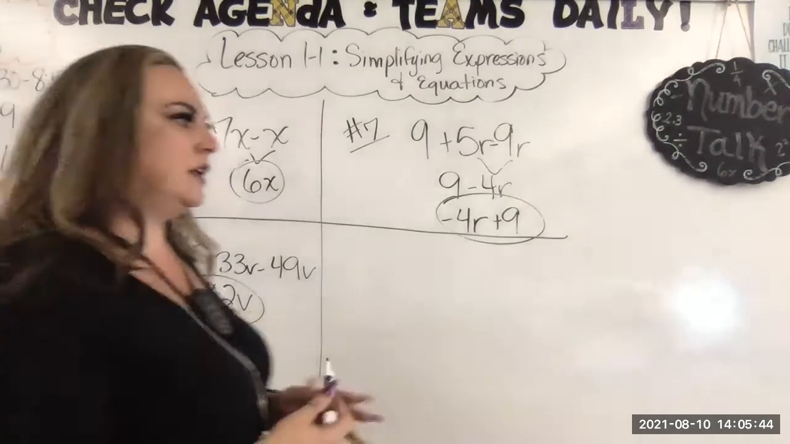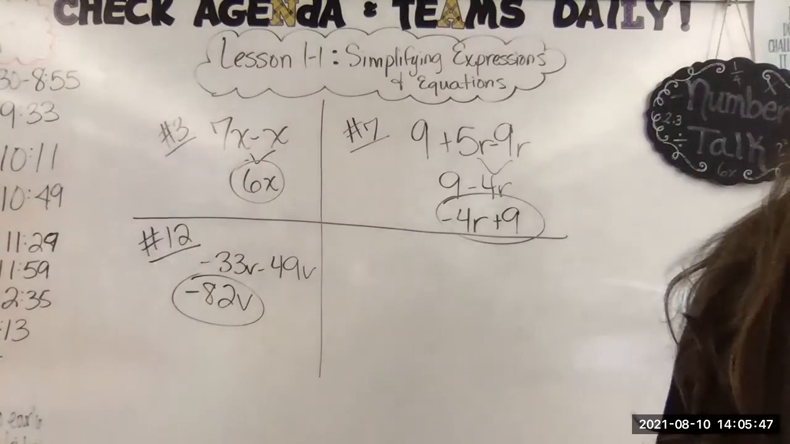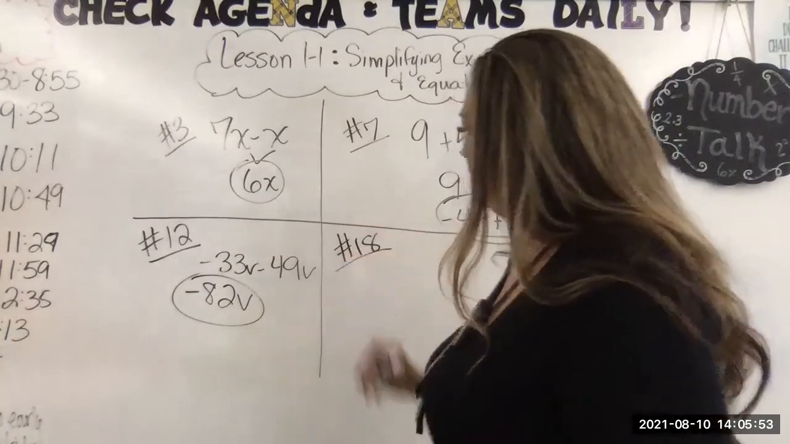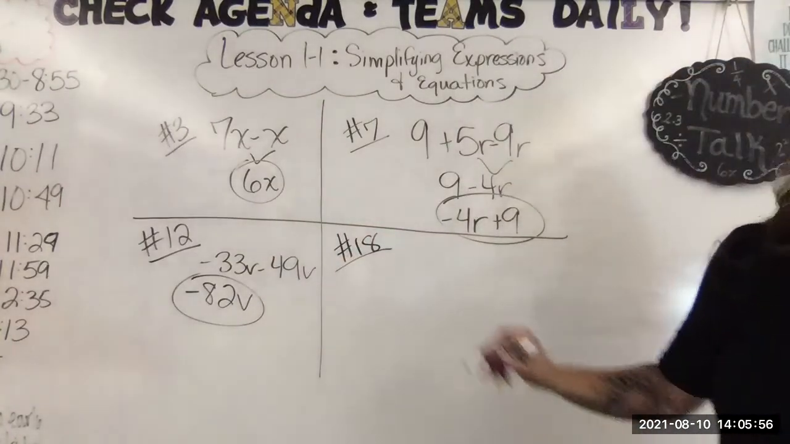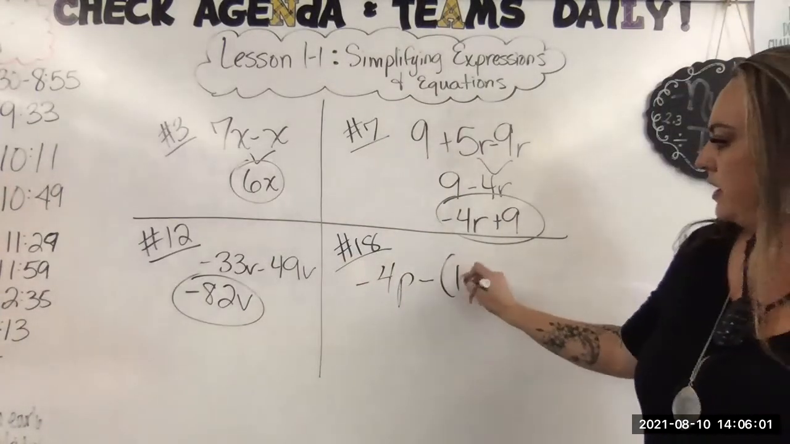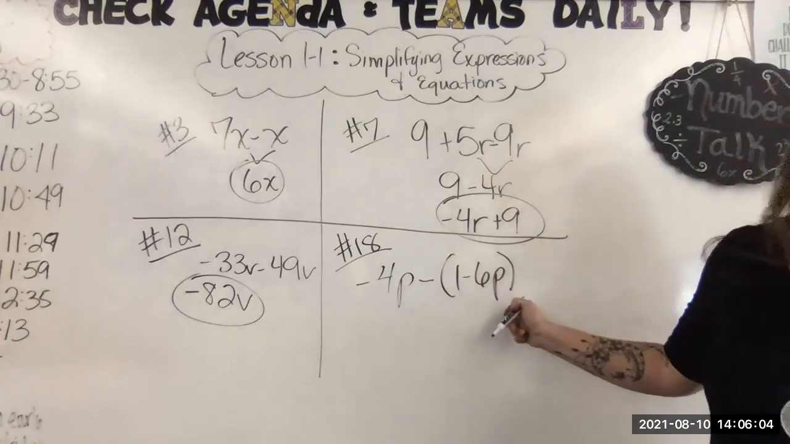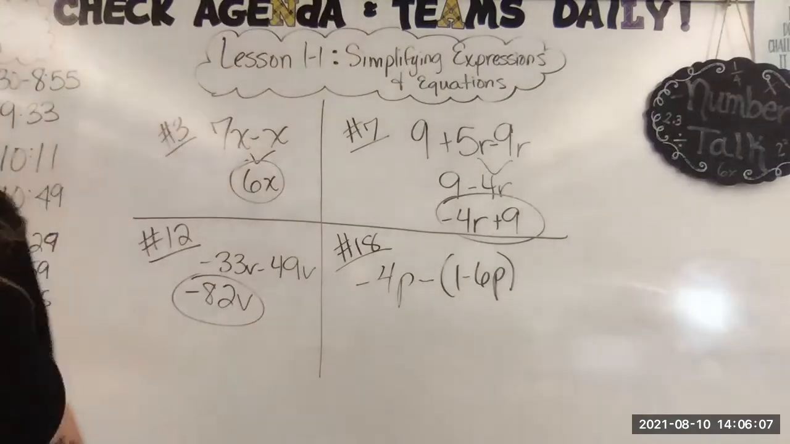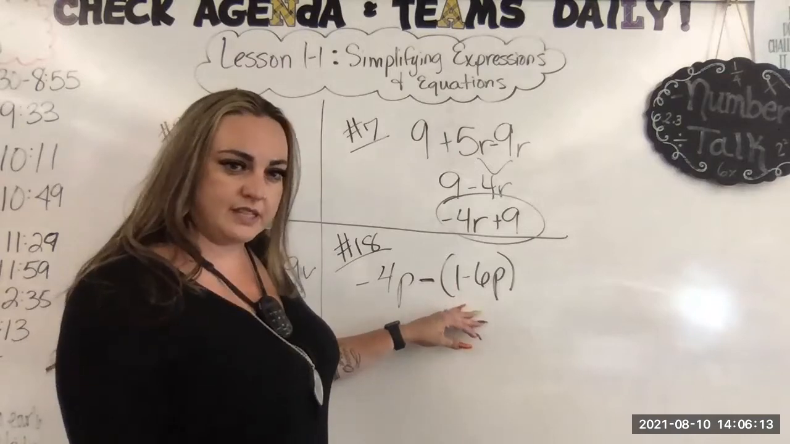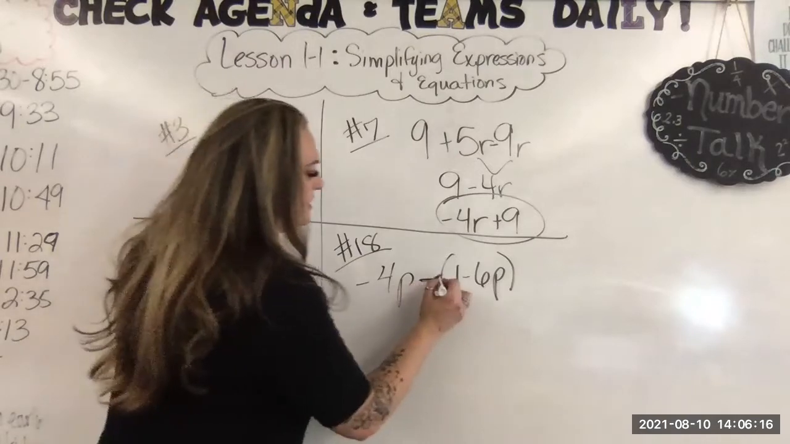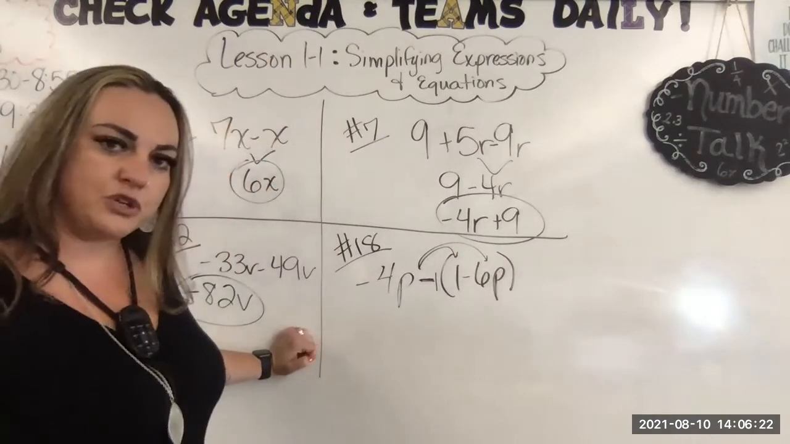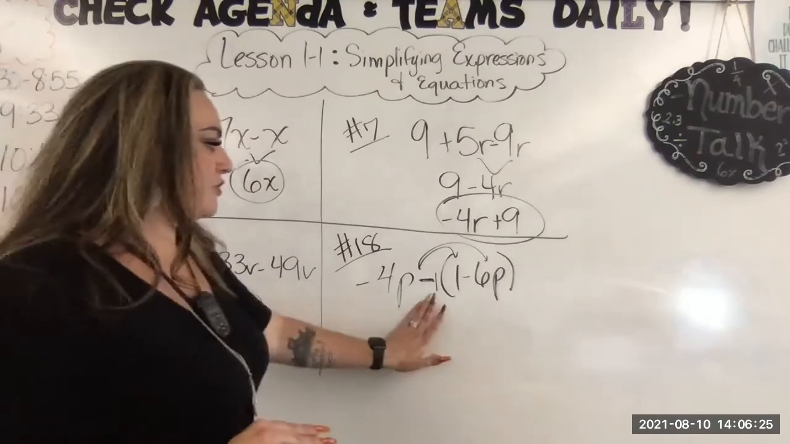We've simplified it. I want to scroll down to something a bit more complicated. We're going to do number 18. This one says negative 4p minus the quantity 1 minus 6p. Okay, so hopefully you remember learning that if a subtraction sign is in front of the parentheses, that means that this is actually a -1 that we need to distribute.